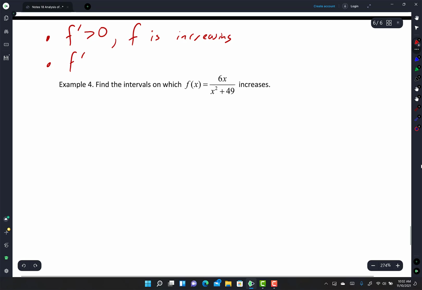Perfect. F prime is negative, which means f is decreasing. And I should write better math notes. I should be putting left to right. You always read a graph left to right, just like you read a book, left to right.